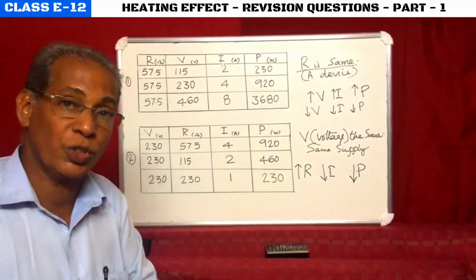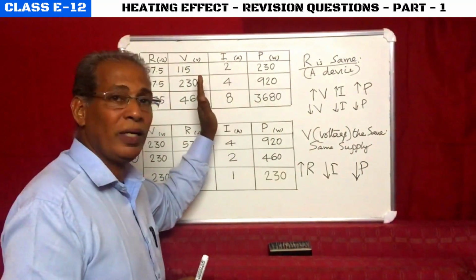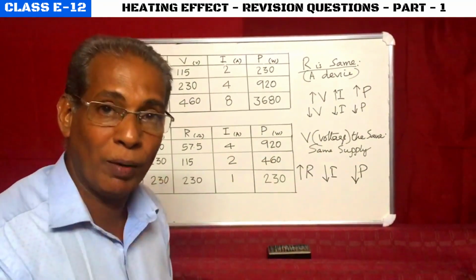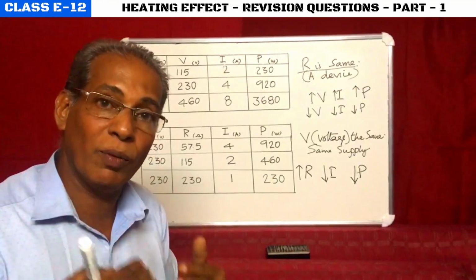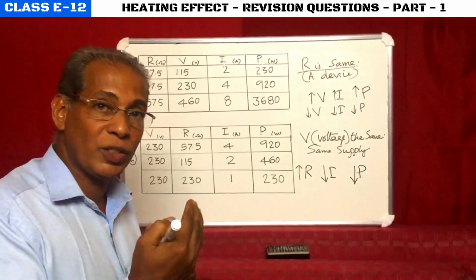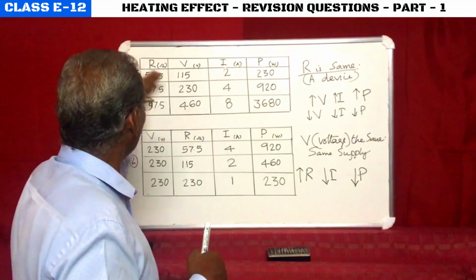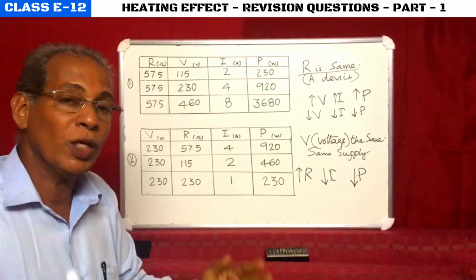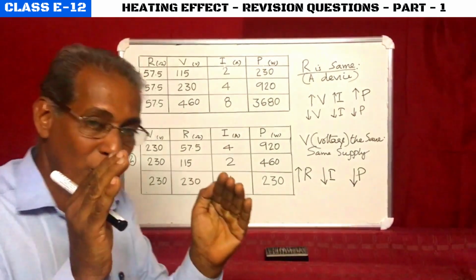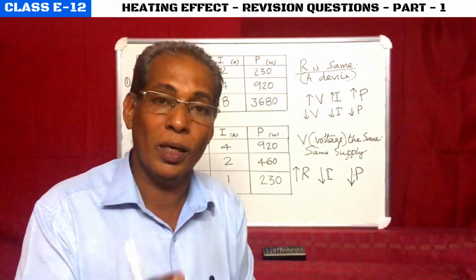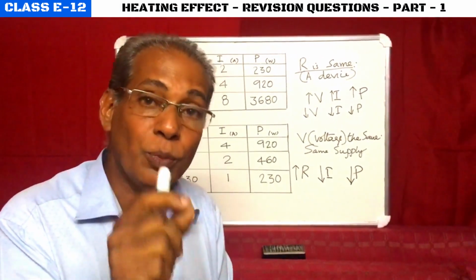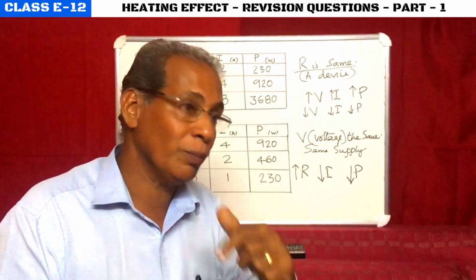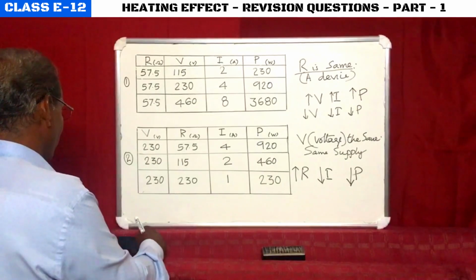Now let us see the next question. I hope you got that point clear. That is the relation between voltage and power of a particular device. If voltage is increasing, power is increasing, but the device is of the same resistance, the same device. So for a device having the same resistance, the connected voltage makes some difference in its output. Okay, that is important. Now next question, let us see.